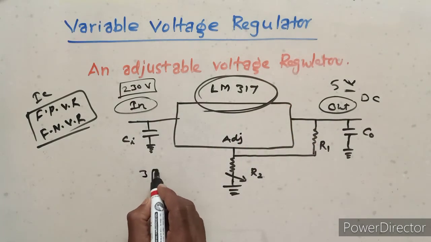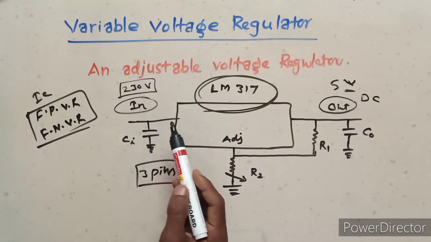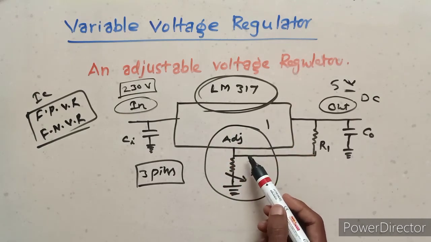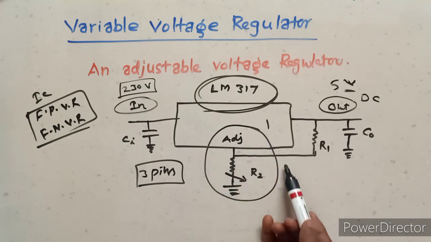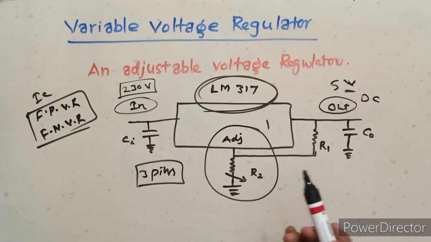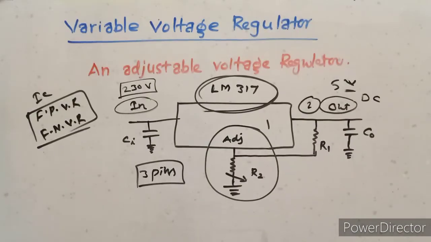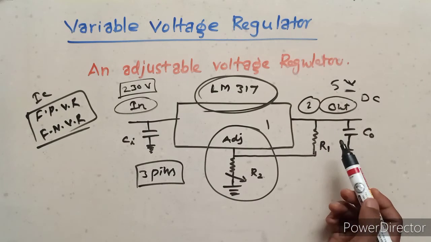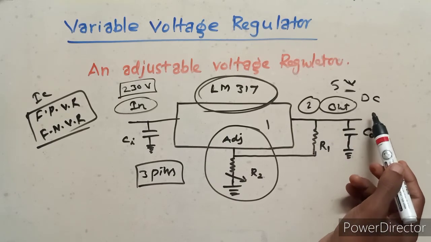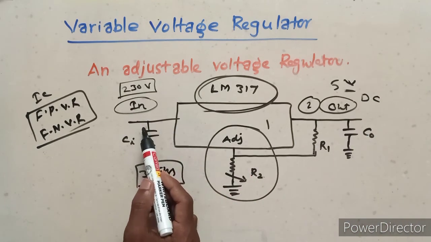This adjustable voltage regulator IC has 3 pins. The first pin is used for adjusting the output voltage. The second pin is used for collecting the output DC, and the third pin is for connecting the input.